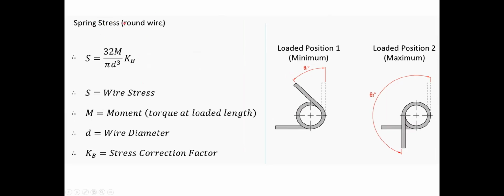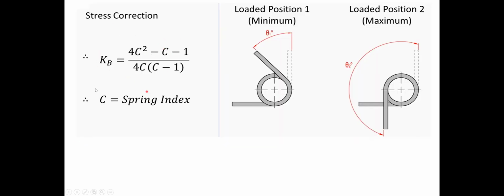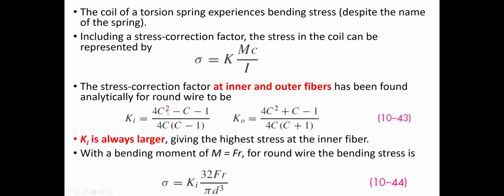And the spring stress with the round wire. In this round wire, the cross section is a round shape. The spring stress equals 32M, the moment, divided by pi d cubed, times the Kb. Kb is the correction factor. It's the same as what we already learned previously. Here, this is the stress correction factor, and C is the spring index. So we roughly know what those results are and how to get them.